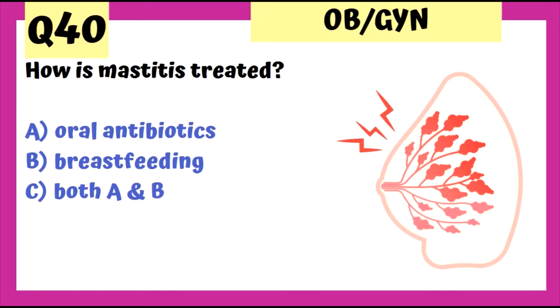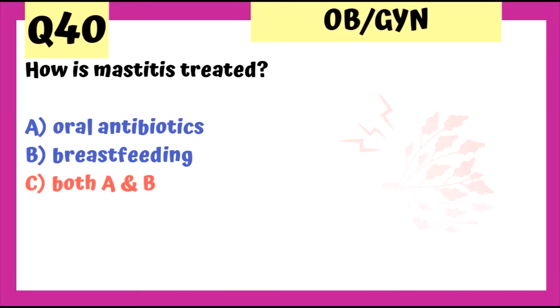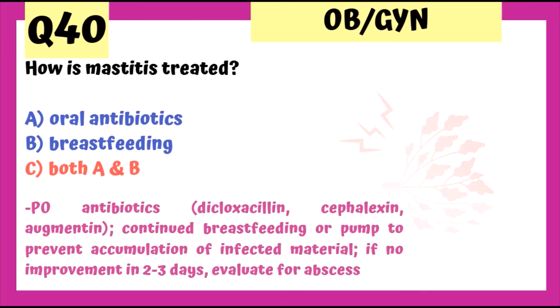Question 40, how is mastitis treated? And the answer is both oral antibiotics and breastfeeding. Antibiotics to get rid of the infection and breastfeeding to prevent a buildup. Now, antibiotics would include dicloxacillin, cephalexin, and Augmentin. And if there's no improvement in 2 to 3 days, we would evaluate for an abscess.